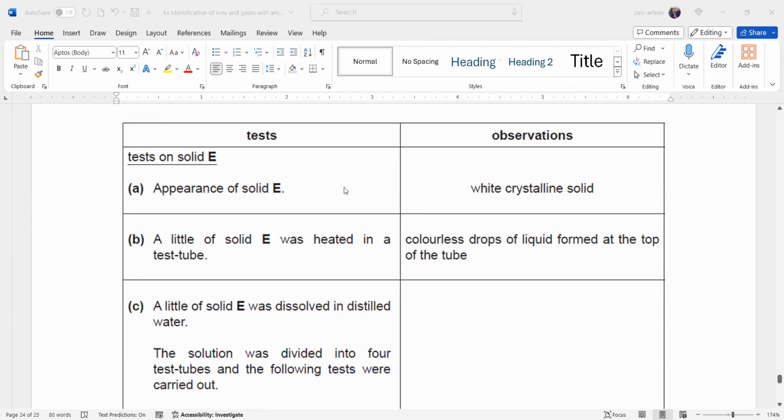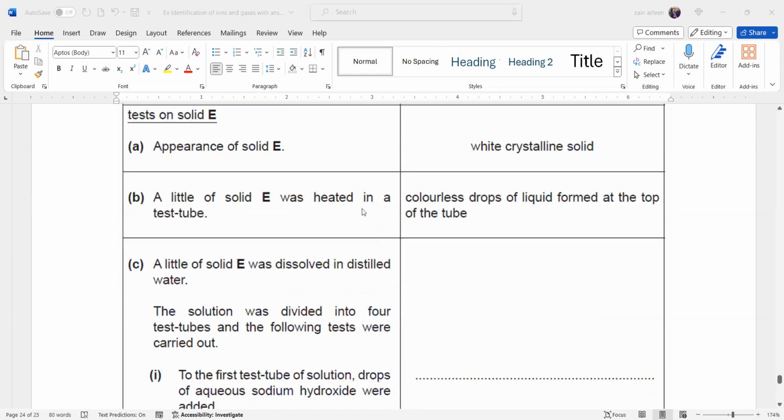Then a little of solid E was heated in a test tube. Colorless drops of a liquid formed at the top of the test tube. Whenever a solid is heated and we observe condensation near the mouth of the test tube, what does this indicate? So, water of crystallization. It is a hydrated salt, because a hydrated salt on heating releases water molecules.